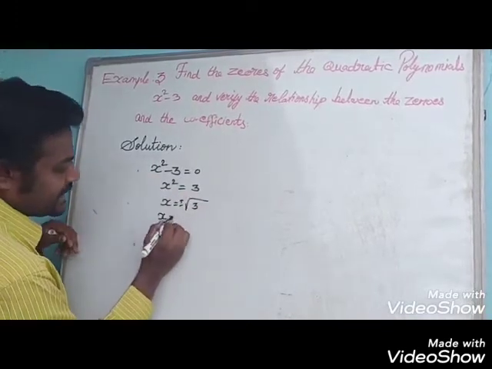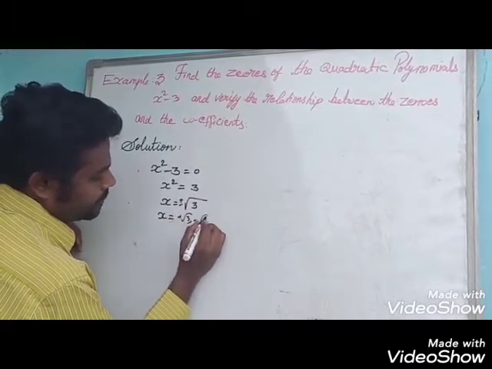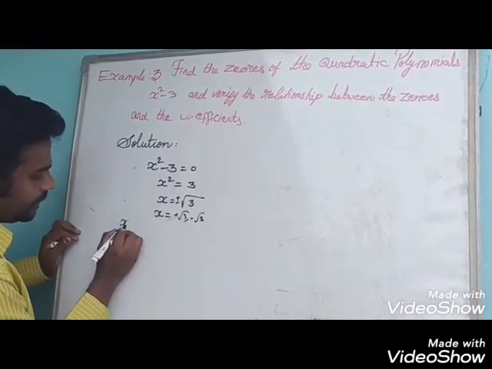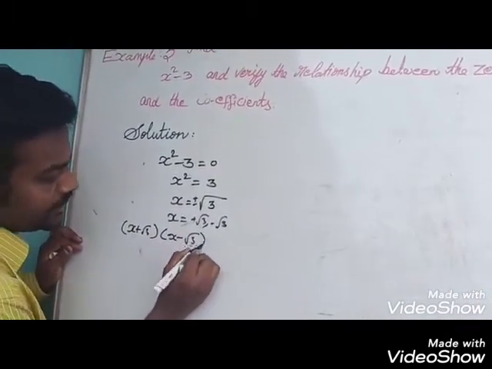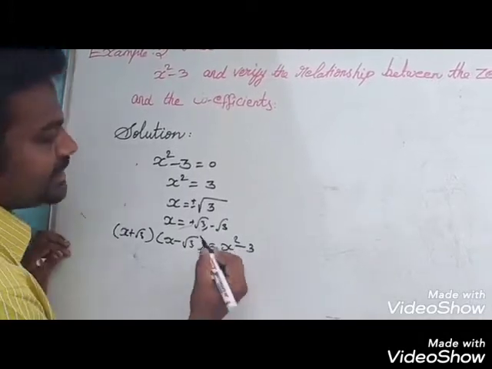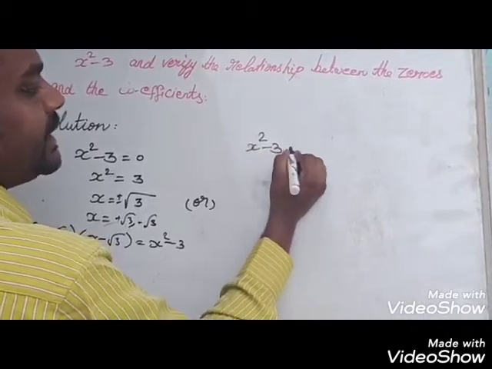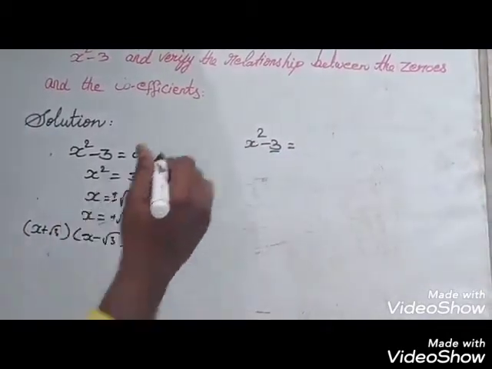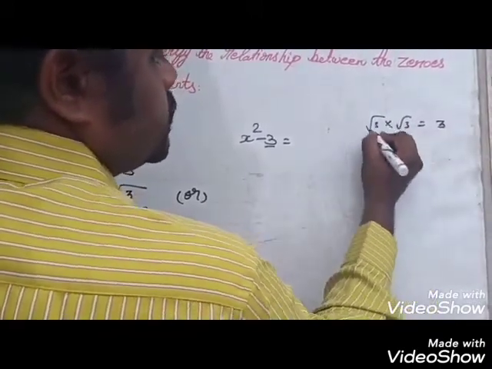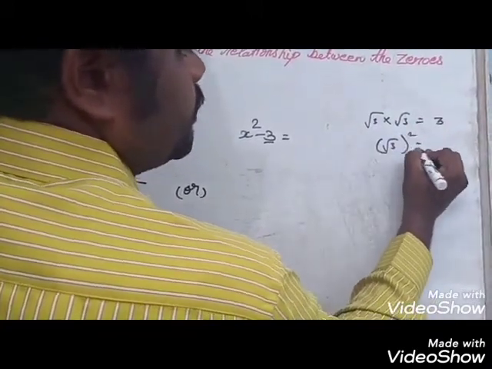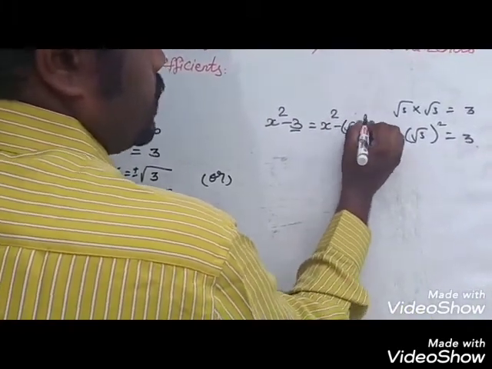So it can be written as x equal to plus root 3, minus root 3. Therefore the factors x plus root 3 and x minus root 3 give x square minus 3. Another method: x square minus 3, where 3 can be written as root 3 into root 3, which is equal to 3. So root 3 whole square is equal to 3, and I write it in the form x square minus root 3 the whole square.